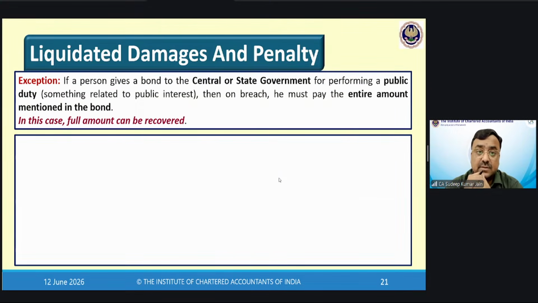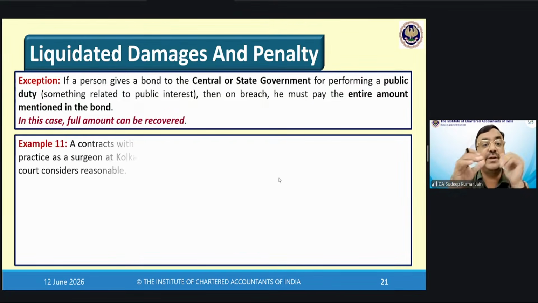Exception to this rule, Section 74: if a person gives a bond to the central or state government for performing a public duty, something related to public interest, then on breach he must pay the entire amount including penalty. If the bond, meaning he has made a commitment to the government, central or state government, and did not do the work for public welfare, then the full penalty will apply. So in this case the full amount can be recovered.